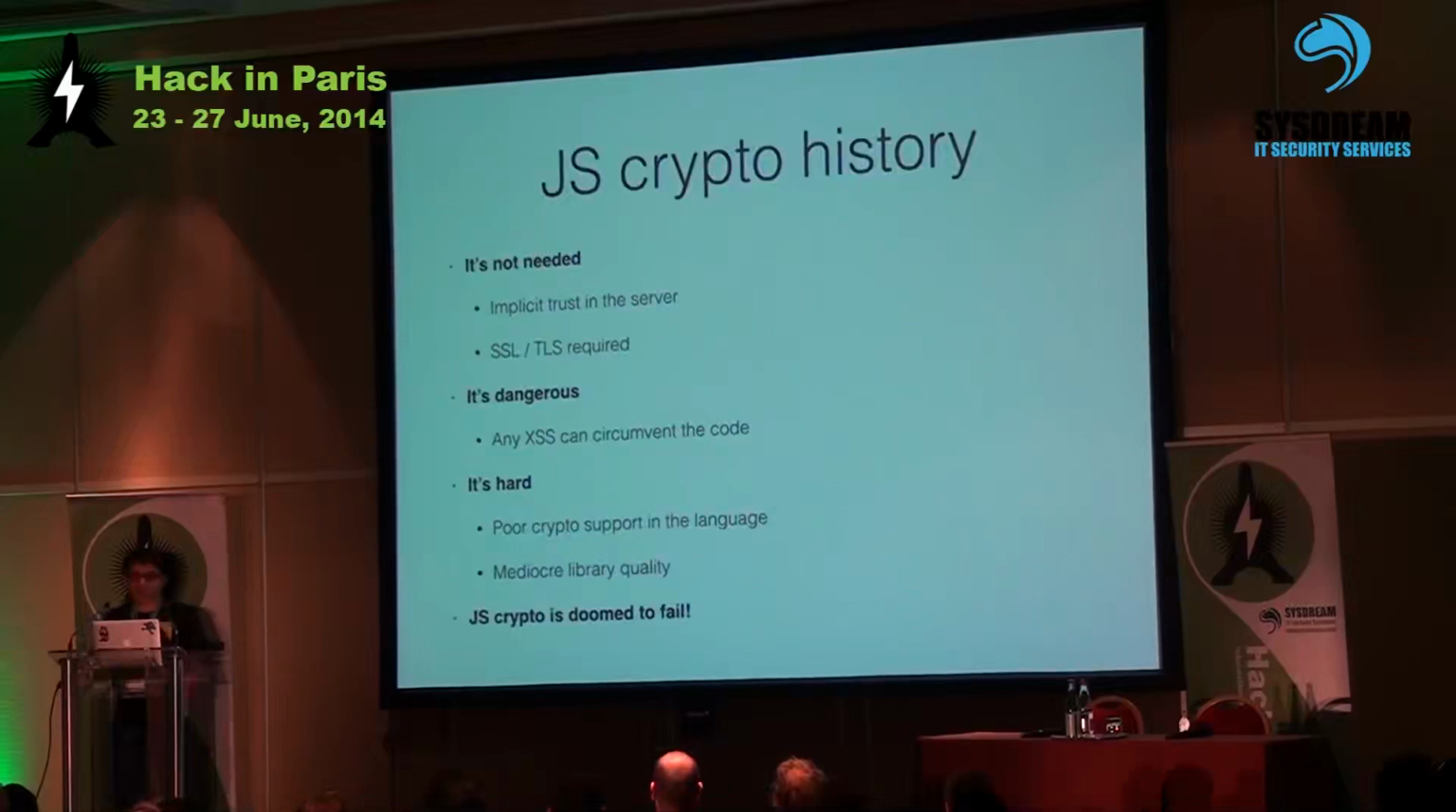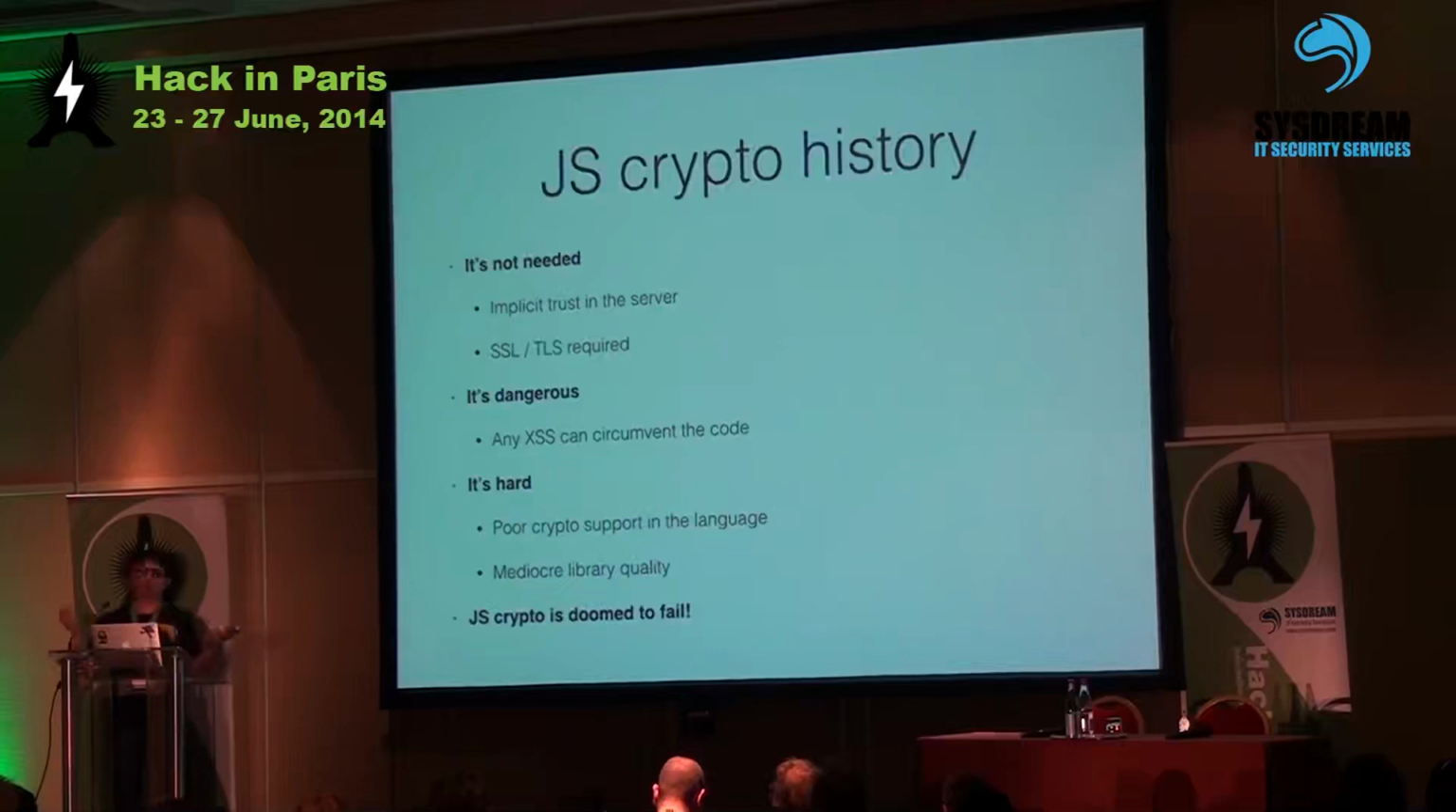The second one is that it's dangerous. Doing crypto in JavaScript is dangerous, mostly because XSS is so hard to solve as a problem in JavaScript security. And the third argument is that it is actually hard. So it is not only dangerous and not needed, it is also hard, because JavaScript in itself doesn't give you a lot of support for the type of operations that you need to do in order to do crypto. So obviously, JavaScript crypto is doomed to fail.